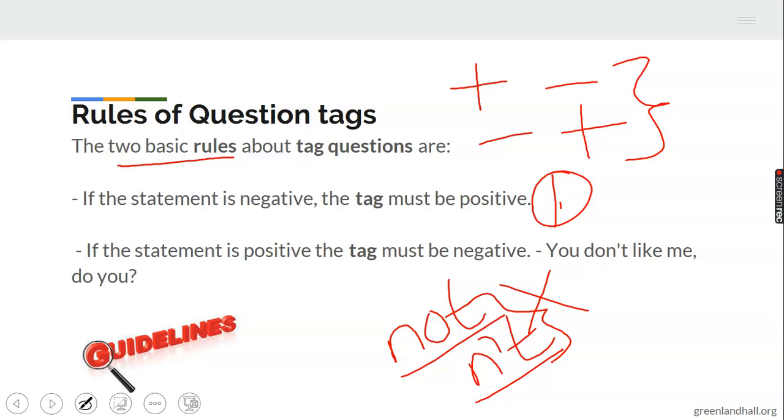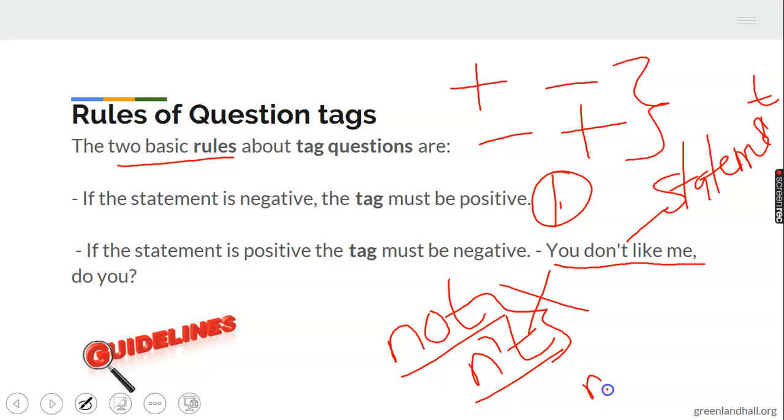Let's consider this example here. You don't like me. Now, this is the statement here. Yep. You don't like me is my statement. Now, I have told you earlier, how do you know when a statement is positive or negative? It is positive, it does not carry not in it. In this example we are considering now, do you see the not there? Don't. You can see the not. You do not. This means you do not like me. You do not like me.